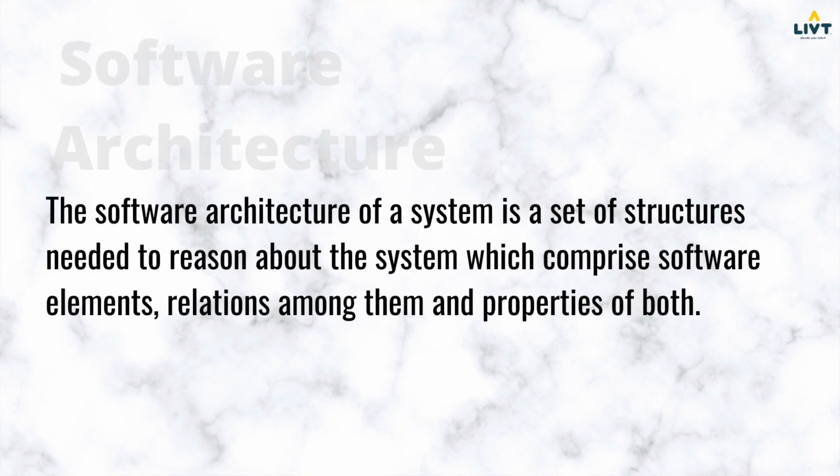And this is a life cycle, right? This is how software is developed. Let's start with the definition. The software architecture of a system is the set of structures needed to reason about the system, which comprise software elements, relations among them, and properties of both. So let's move forward after we actually understood what it is, right?